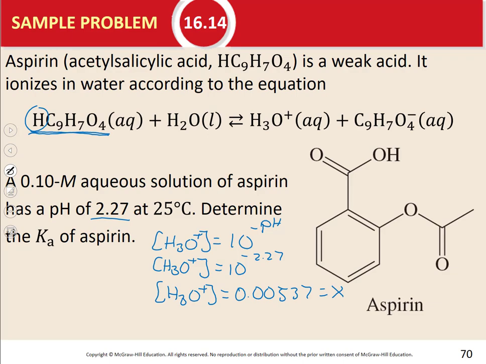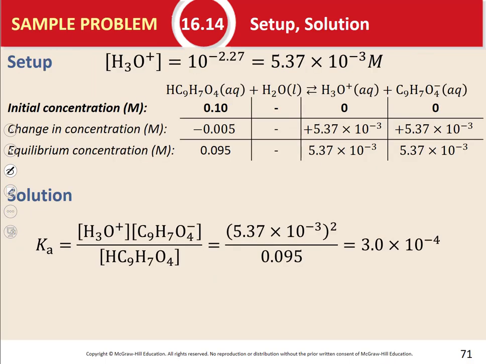Good. 3.05, or we're just going to go 3.0 because we've got two sig figs, times 10 to the negative fourth. So we find the concentration of hydronium by inversing the pH equation, plugging in the pH we're given. The concentration of hydronium ion is our X. So when we make our ice table, our X line is that 5.37 times 10 to the negative 3.